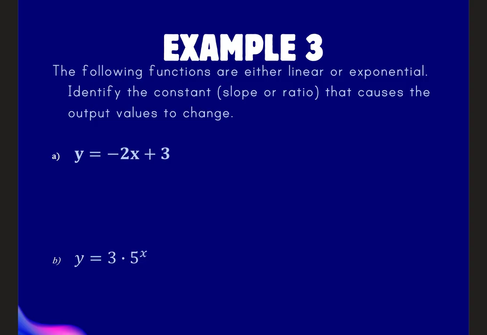Okay, example 3. It says find whether the following functions are either linear or exponential. Identify the constant, slope, or ratio that causes the output values to change. So first thing, is it linear or is it exponential? Second thing, what's your rate of change? So in A, is it linear or exponential? It's linear. And what would be my rate of change? Negative 2. Easy as that. If it asks for your initial value, it would be 3.